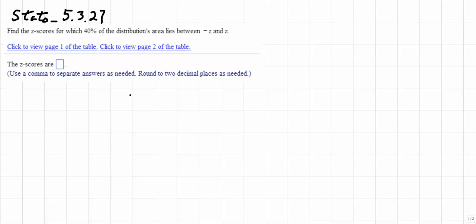Find the z-scores for which 40% of the distribution's area lies between negative z and z. Simply stated, this problem means that you're going to need to draw a diagram. You'll notice that you're not given a diagram in this particular problem. The diagram is going to be a normal distribution.